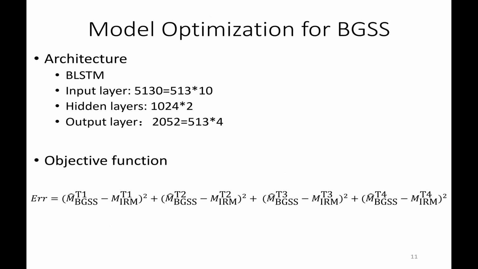To implement the BGSS model, a BLSTM network is employed with 2 BLSTM layers and 1024 nodes for each layer. To optimize the parameters of the BLSTM model, the mean squared errors between the estimated and reference masks for 4 speakers are minimized.